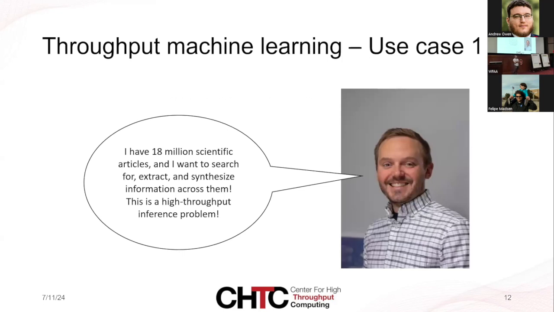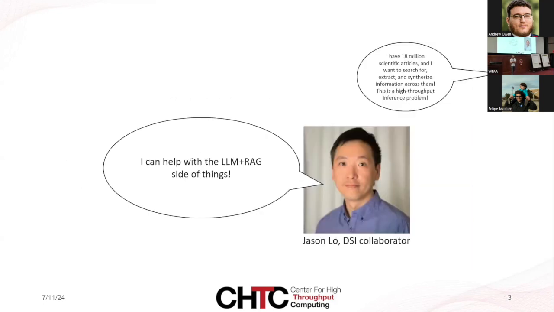So let's say this handsome gentleman here comes and says, hey, I have 18 million scientific articles. This LLM thing seems pretty cool. I want to be able to search for, extract, process and synthesize information across the entire corpus. He's pretty clever. He knows that this is a high throughput inference problem. So maybe his friend over in the Data Science Institute says, hey, I have a lot of experience with these LLM technologies and retrieval assisted generation. I'm going to help you build this pipeline.